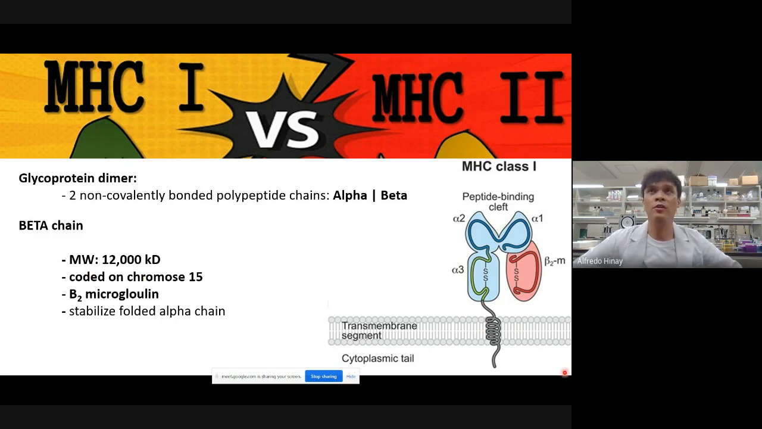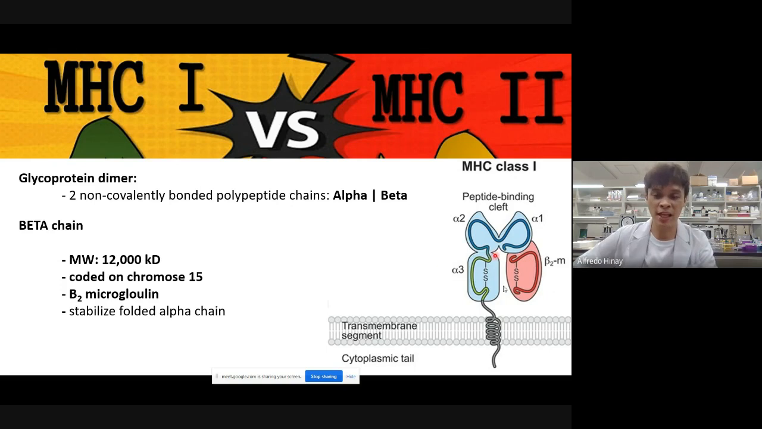Majority of the board exam also, class, I think 3 or 4 times I encountered during the review the question: the beta-2 microglobulin is encoded in what chromosome? That question usually appears, so what you need to do is at least memorize this one. Your beta-2 microglobulin is coded on chromosome 15. And the main function of your beta-2 microglobulin is to stabilize the folded alpha chain. Kasi pag alpha lang yan, tapos may space dito, hindi siya stable. Therefore, the main function of your beta-2 is to stabilize your alpha.